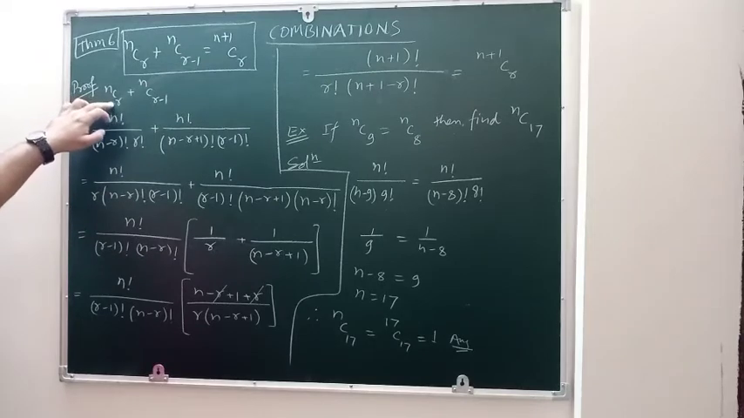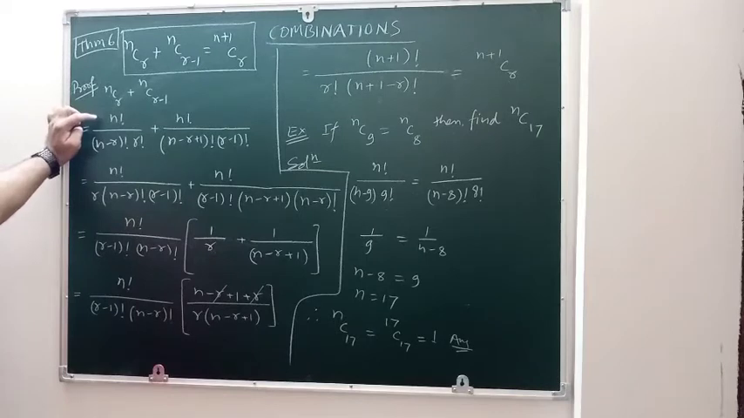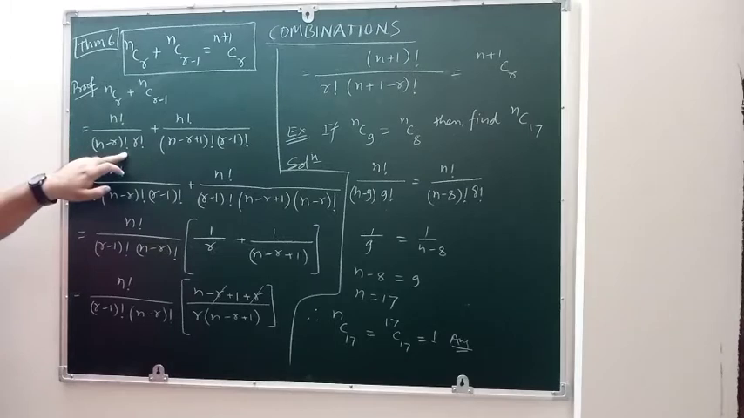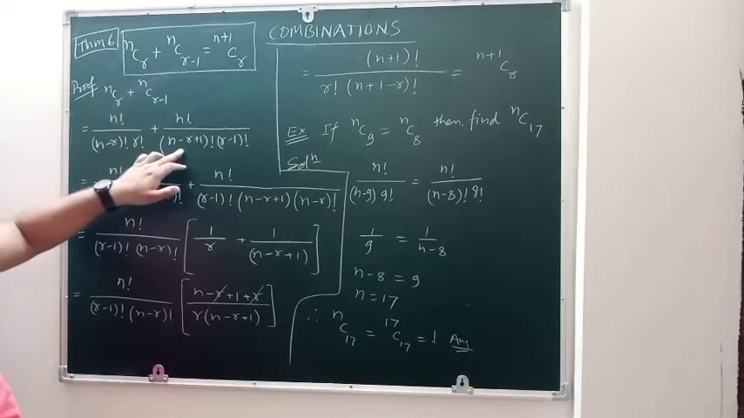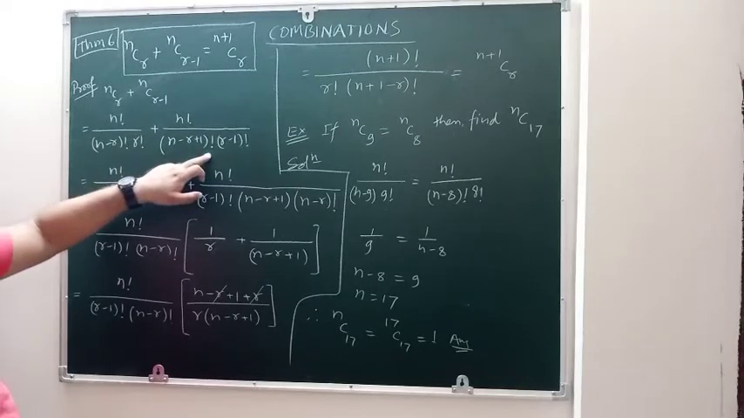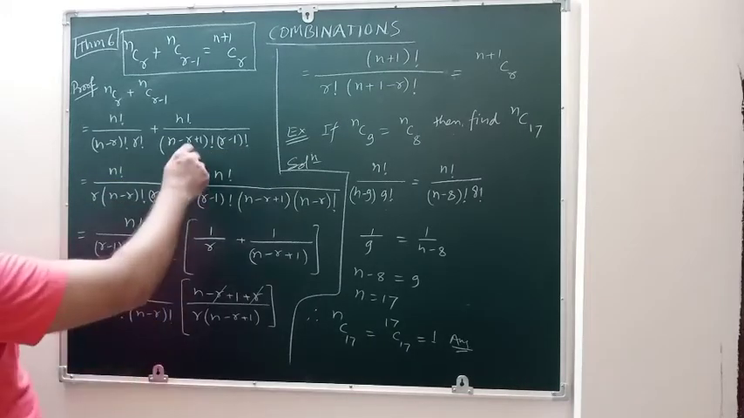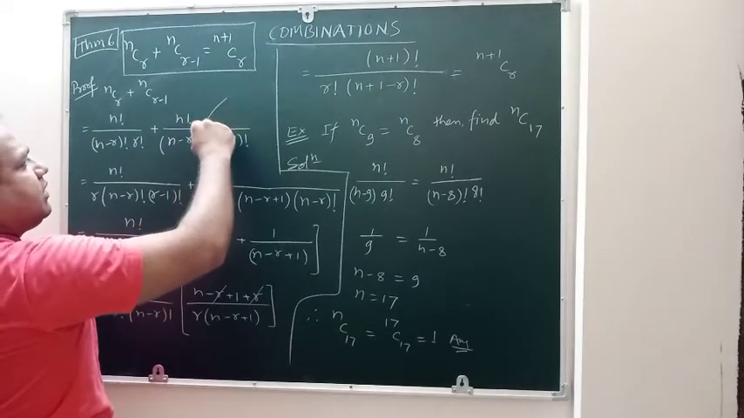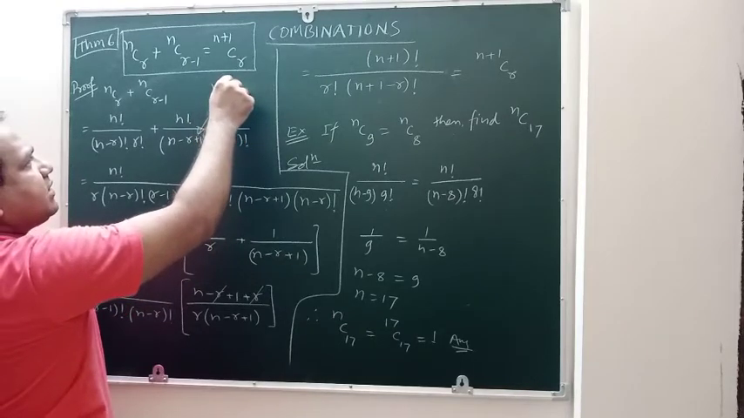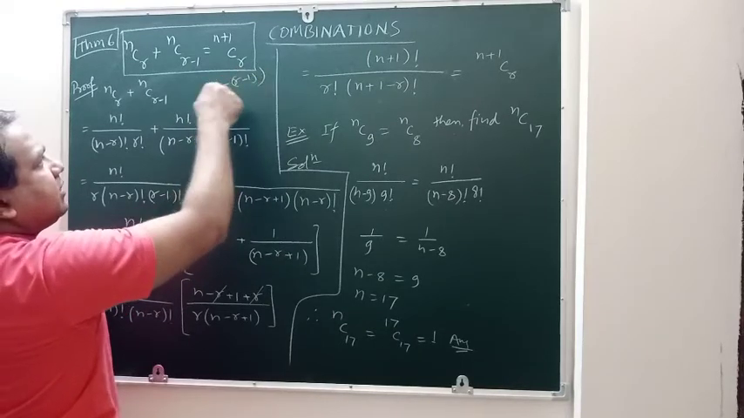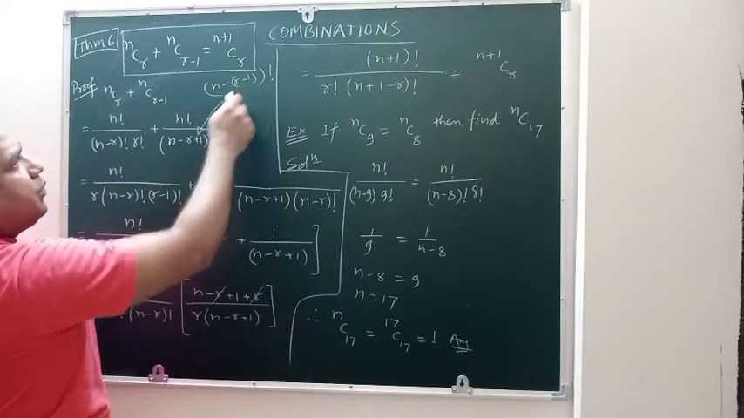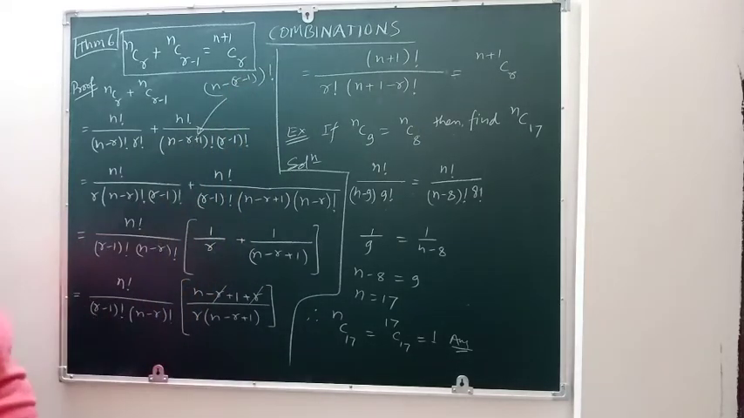So it is nothing but nCr plus nC(r minus 1). I have expanded by using the formula for this. So this is n factorial divided by (n minus r) factorial into r factorial, plus n factorial divided by (n minus r plus 1) factorial into (r minus 1) factorial. Here I have written directly, this term is nothing but n minus r plus 1 times (n minus r) factorial, while opening the bracket.